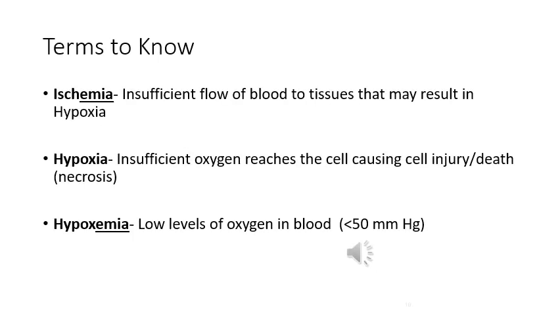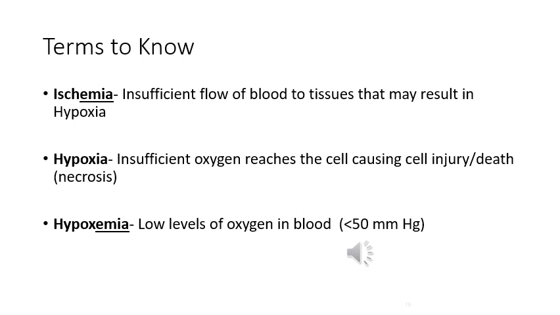So terms to know: we have ischemia. This is an insufficient flow of blood to tissues. This might result in hypoxia, but it just means there's something causing that insufficient blood flow to the tissues themselves. We have hypoxia, which is insufficient oxygen reaching the cells. This can injure the cells or cause them to die, causing necrosis.